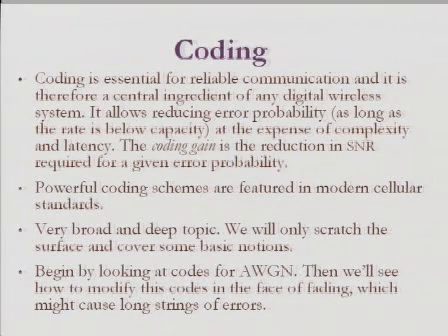So we're going to start by looking at codes for the unfaded channel with just Gaussian noise. And then we'll see a little bit how to modify the codes in the face of fading. And the main issue with fading is that it causes long strings of errors, right? So if you get in a bad fade for a while, that may affect a whole bunch of consecutive symbols. And so fading has this effect of causing strings of errors, which are very problematic for the codes. So there are a number of techniques that address this particular issue.